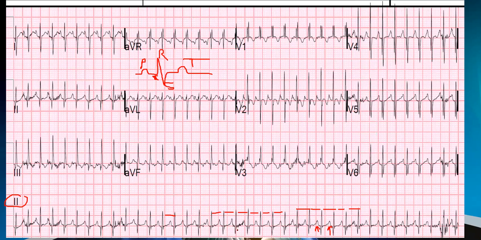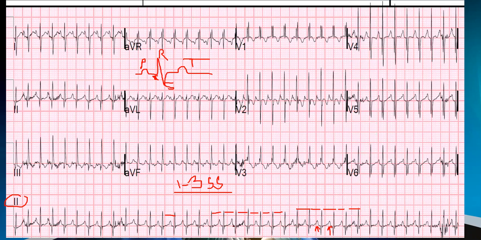So you can easily comment that there is no P wave. QRS complex is narrow. Normal QRS complex is between 1 to 3 small squares. In here, it's even less than 1 small square. So it's very narrow. So, narrow QRS complex.